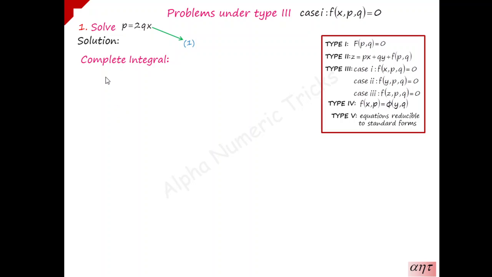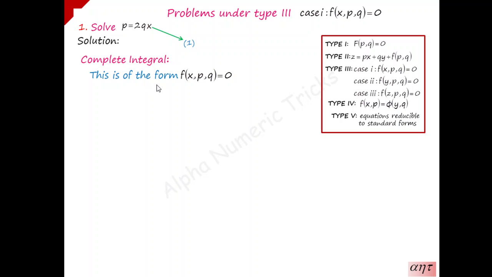Before starting with the complete integral, we will write which type the problem is. So this is of the form f of x comma p comma q is equal to 0. After identifying the type of the problem, you have to recollect your working rule for complete integral. What is your working rule? First you have to substitute q is equal to a in the given problem to find the value of p, and then the values of p and q are substituted in dz is equal to pdx plus qdy, and integrating that we can get the complete integral.